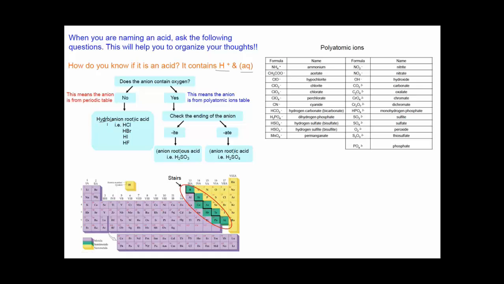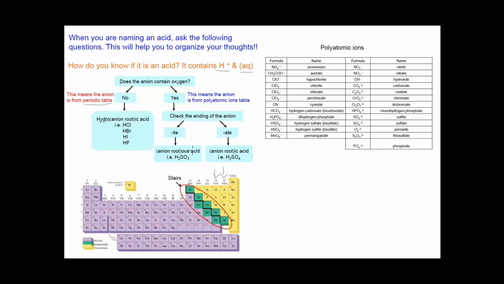You're going to name them as hydro, anion root, acid. So the first one, for example, you're going to name as hydrochloric acid. The second one is going to be hydrobromic acid. The third one is hydroiodic acid. And lastly, hydrofluoric acid. So once you recognize it's an acid and it doesn't contain oxygen, that means the anion is from the periodic table. And usually the anions come from group 17 and 16. In all these examples, the anion is from group 17.